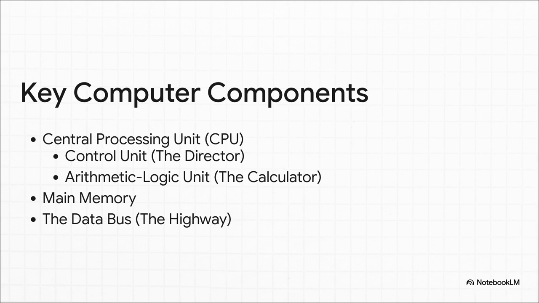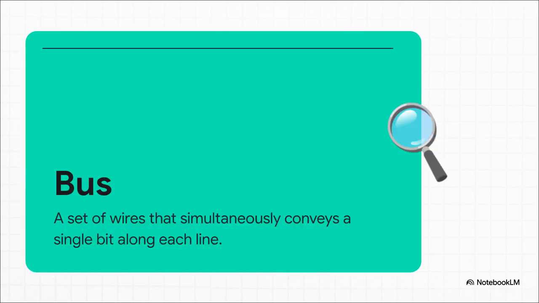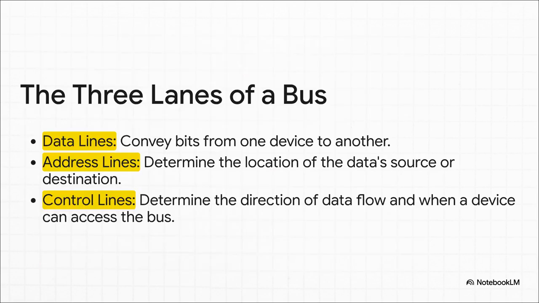All these parts, plus the main memory, are connected and talk to each other over this thing called the data bus. So what even is a bus? Well, the best way to think about it is like a super highway for information. It's not just one wire, it's a whole bunch of them bundled together, and each wire carries one tiny bit of data. This is the physical road that connects all the important parts, letting them zip information back and forth at just incredible speeds. And just like a real highway, this data bus has different lanes for different jobs.